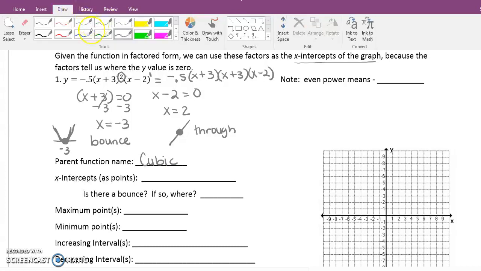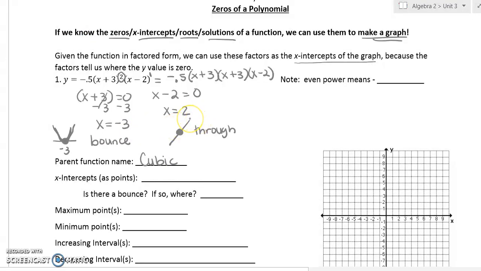The x-intercepts are what we solve for, and they can be written as points. One of them will be negative 3 comma 0, and the other one is 2 comma 0. But remember that x equals negative 3 technically is happening twice, so I can go ahead and say negative 3 comma 0 again. Doesn't make a difference, but it's nice to have it. Now, is there a bounce? And the answer is yes. Where? It's at negative 3 comma 0 because it is squared. So because it's (x plus 3) squared, we know that there's a bounce there.